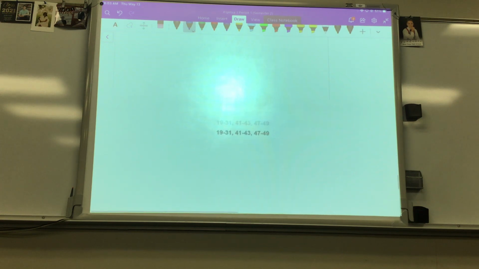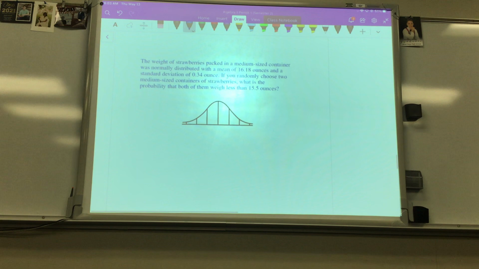The weight of strawberries packed in a medium-sized container was normally distributed with a mean of 16.18 ounces and a standard deviation of 0.34 ounces. If you randomly choose two medium-sized containers of strawberries, what is the probability that both of them weigh less than 15.5 ounces? Okay, so what goes in the middle?